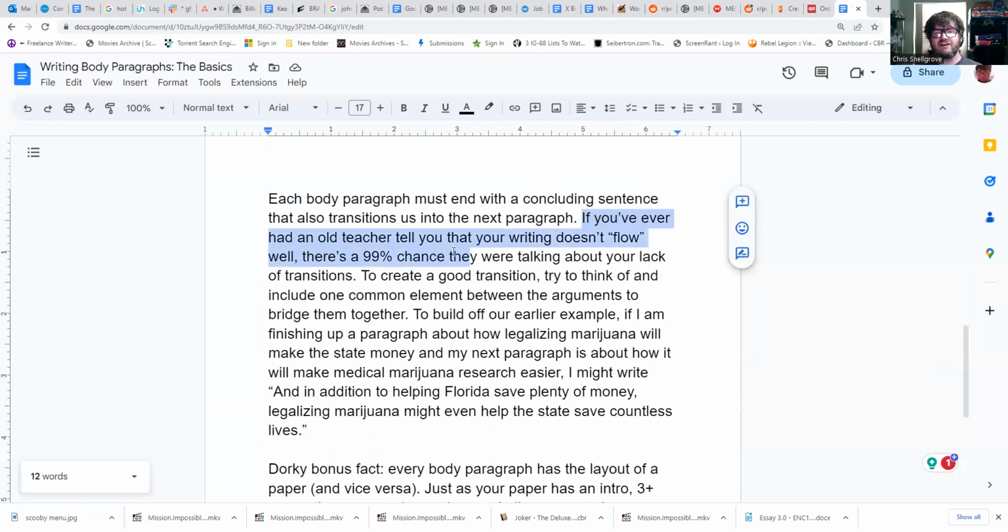I put on a thing on here saying if you've ever had an old teacher tell you that your writing doesn't flow well, there's a 99% chance they were talking about you not having any transitions, or at least not having good ones. Now, that's not me being passive aggressive to you exactly. When I was in middle school and high school, I generally got a lot of praise for my writing. That's how you end up as an English professor.